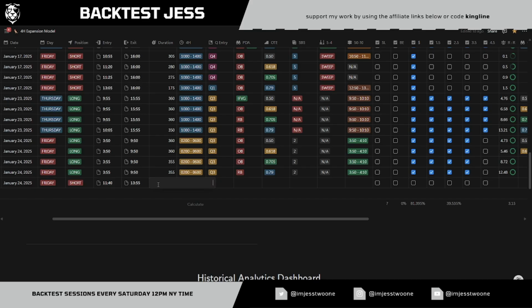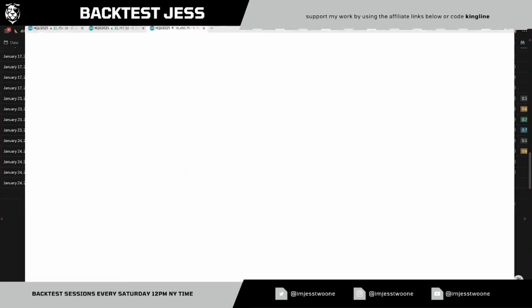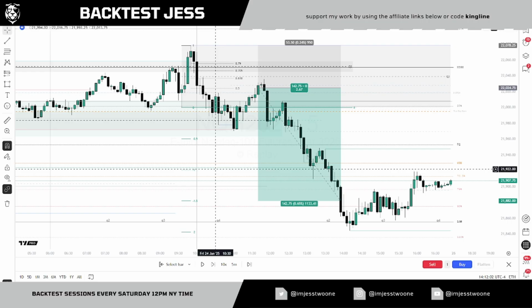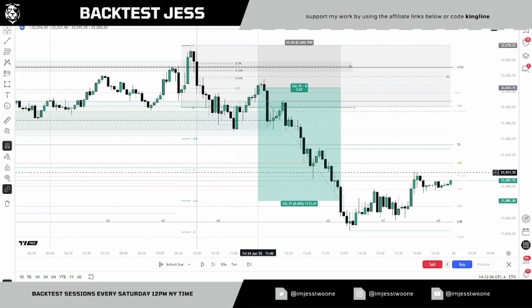So 120 minutes in 2 hours, right? Minus 15, so 105 minutes. This would have been 10 a.m. to 2. We entered this trade at what time? Let's see, 10:30 to 12. So Q4.